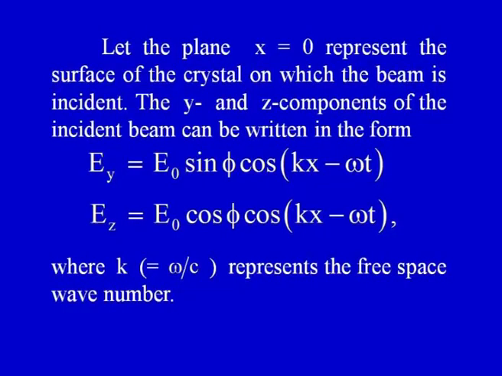The y and the z components of the incident beam can now be written in the form E_y equal to E_0 sin phi, that is the amplitude, times cos(kx − ωt), and E_z equal to E_0 cos phi times cos(kx − ωt). The propagation is along the x axis. k is equal to ω/c. It represents the free space wave number.